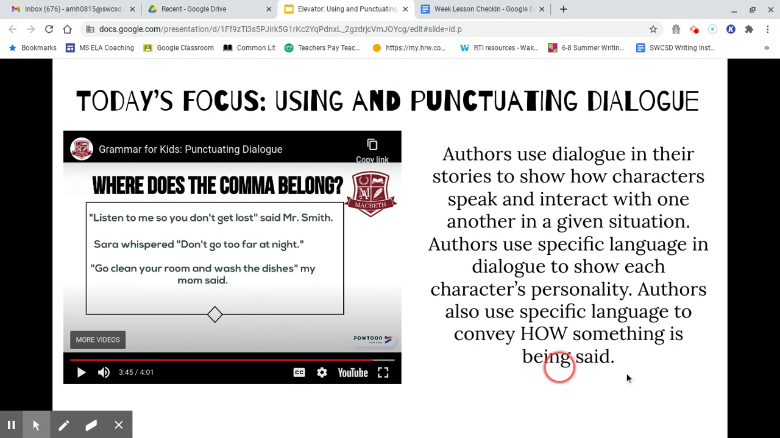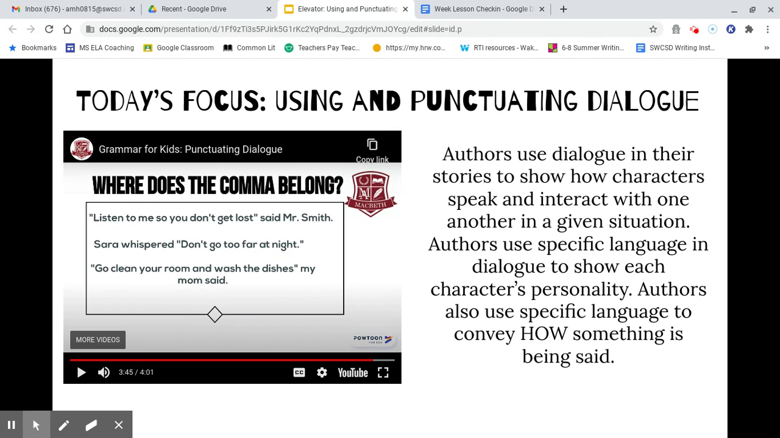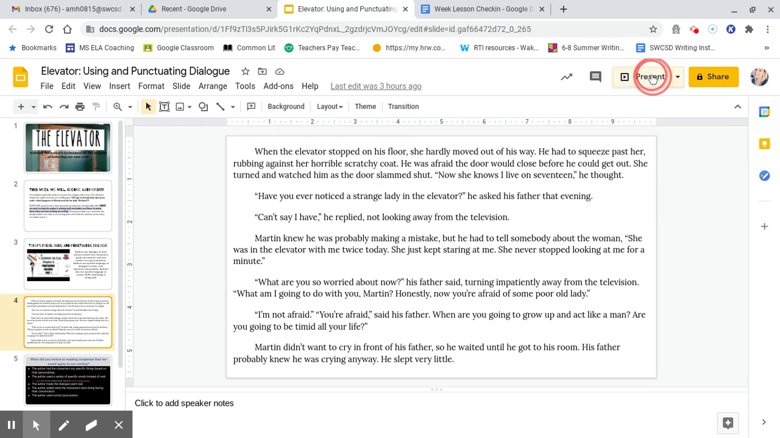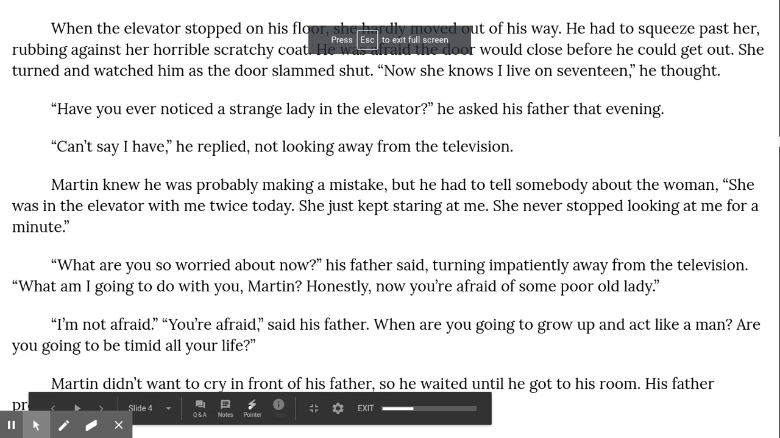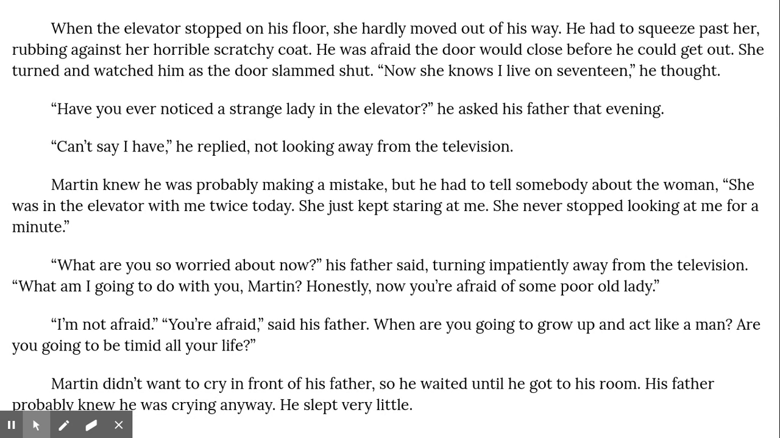Okay, so as you can see, there are a couple of specific rules that we want to use when we put dialogue in the ending of our story later this week. So I'm going to show you a quick example from our text here, where there's some dialogue happening between characters. This is where Martin is talking to his dad about the lady on the elevator. So I'm going to show you some things that I notice.